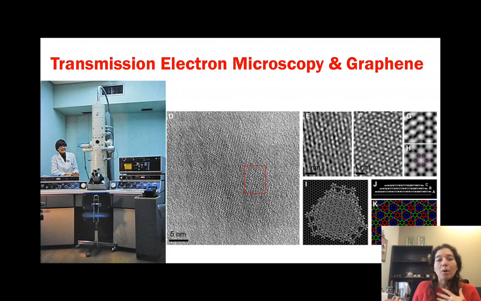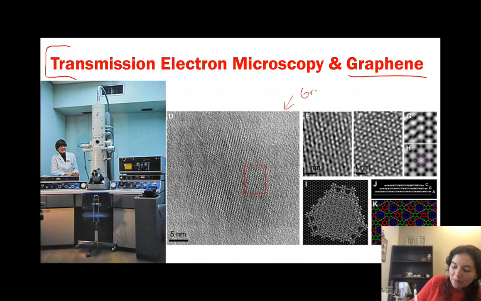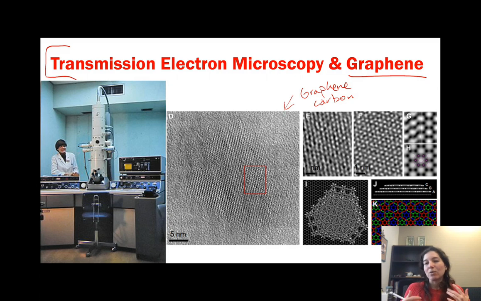I did want to show you a practical example of why we classify things in moles and how much matter there really is, or how many atoms are really in a sample of matter. So I wanted to talk really briefly about transmission electron microscopy and graphene. This here is a substance called graphene. You might have heard of it in the news. It's just carbon atoms arranged in a specific format. What's really cool about graphene is the way that the atoms are oriented. You can kind of see them here in this hexagonal pattern.